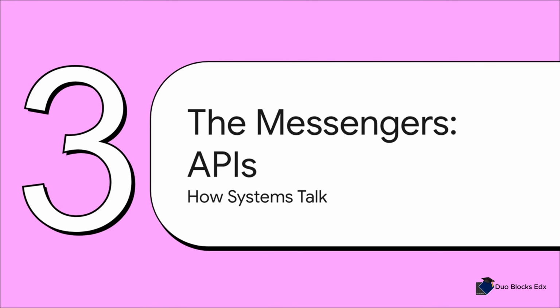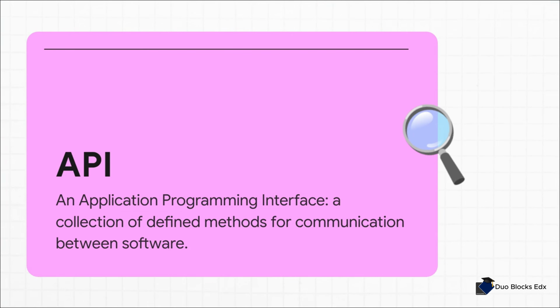All right, so we've got our tools, but how do different apps and services talk to each other? Well, that brings us to the messengers of the digital world, APIs. So what on earth is an API? Well, it stands for Application Programming Interface. But honestly, just think of it as a set of rules for how different pieces of software can communicate.